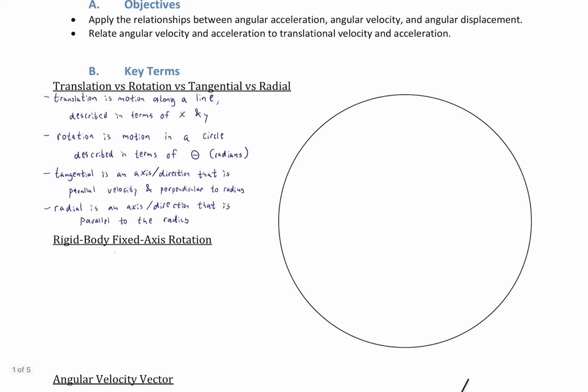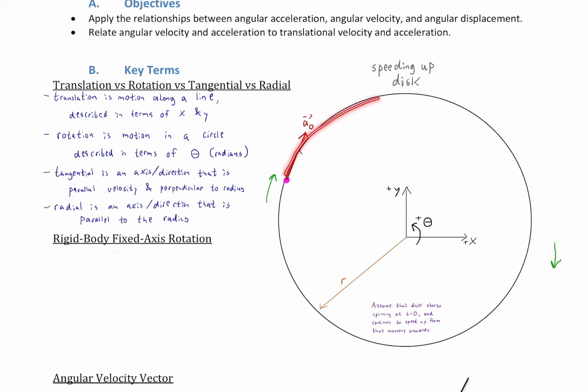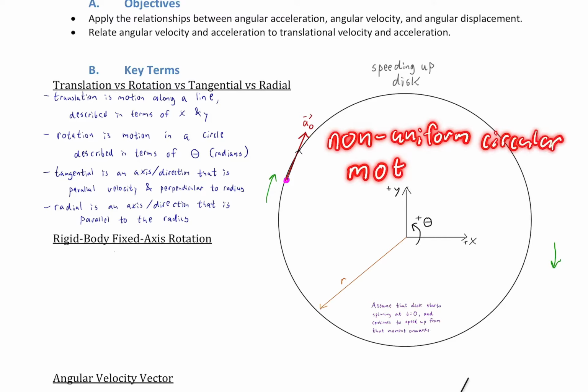Let's look at a circle here. The idea is we have a point going around the circle, denoted here by our green arrows. So it's going to be taking a circular path. This is a translational acceleration. This is the initial translational acceleration. This disk is speeding up, however. So what's that? That's non-uniform circular motion. Something we've seen before, but we're going to take a different point of view this time.